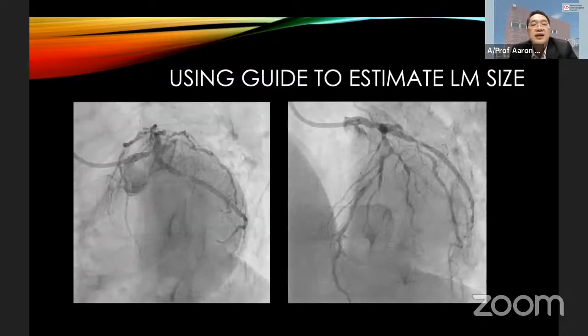So this is using the guide to estimate the left main size. This is a 6 French. As you can see, this size, left main probably is a 4.0 size left main. And I will use a 4.0 or even 4.5 to gently dilate for POT in this patient.